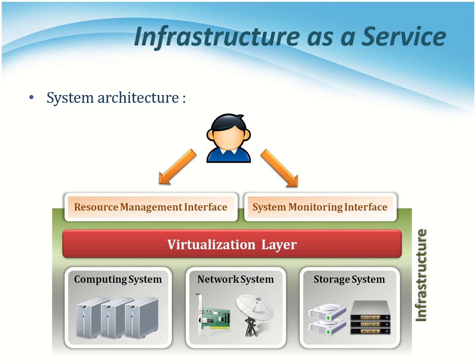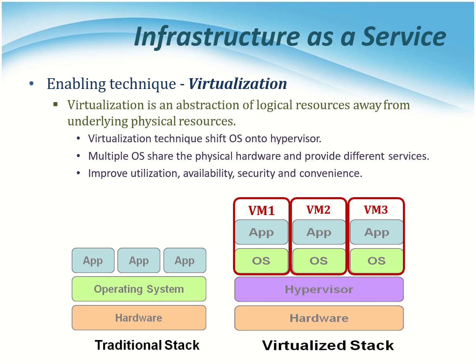The system architecture is divided into two parts, the resource management interface and system monitoring interface, and the middle layer is a virtualization layer. We can virtualize the resources of computing systems, network systems and storage systems. There are three basic types of cloud services.